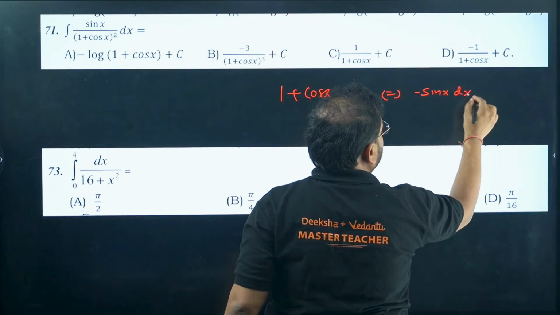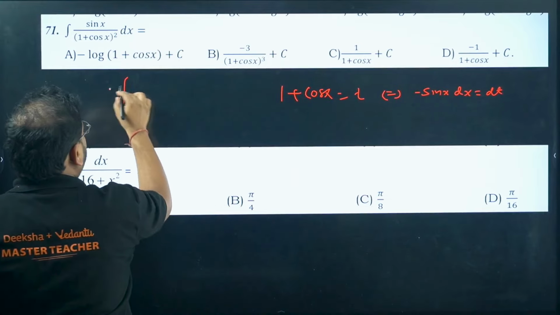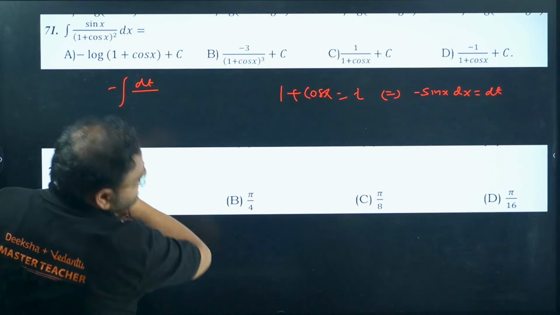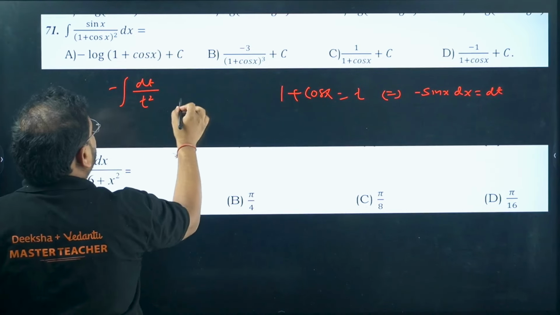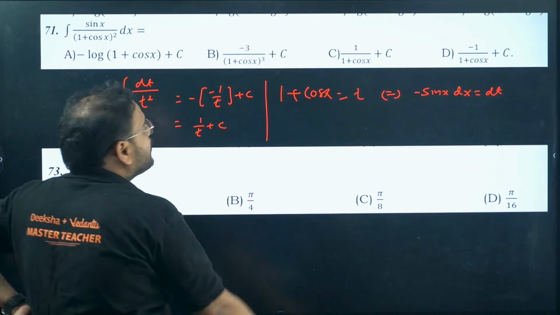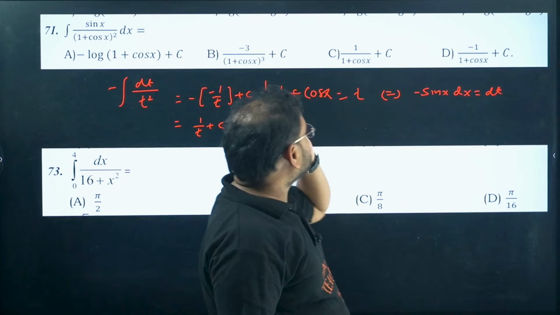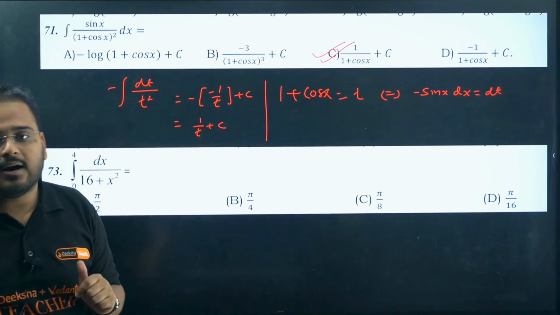Minus sin x dx as dt. This whole thing becomes integration of minus dt upon t square, right? Answer will be what over here? Please check. It will become minus 1 by t plus c, so plus 1 by t plus c. So what is t value? 1 plus cos. So option C is the right choice.